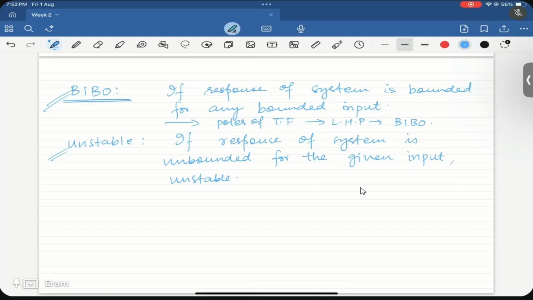Ma'am, for BIBO, do all poles need to lie on the left half plane, or if two or three are in the left half and one or two in the right half, is it still stable? No. For BIBO stability, all the poles should lie on the left half plane. If any one pole is on the imaginary axis, at the origin, or on the right half plane, we cannot say that the system is BIBO stable. It can be marginally stable or it can be unstable, but it cannot be BIBO stable. For BIBO stability, all the poles should lie on the LHP, left half plane. Is it clear now?